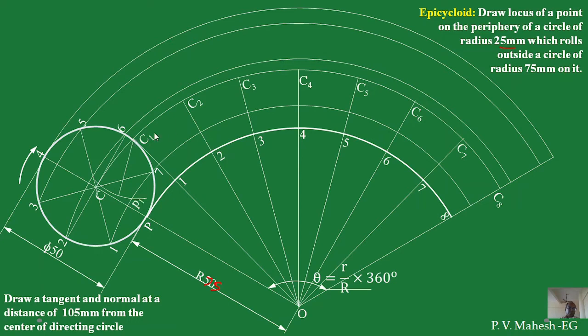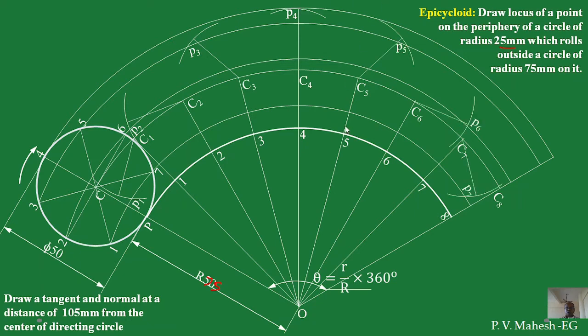Now if I take C2 as center and draw an arc on the line passing through 2, I will get point P2. If I take C3 as center and draw an arc on the line passing through 3, I will get P3. Now with C4 as center and the radius of the rolling circle, touching the line passing through 4, I will get P4. Similarly, I will get P5, P6, P7.